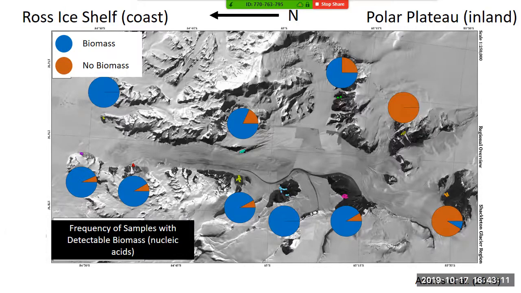detectable by nucleic acids. So what they did is they took all these soils and they tried to sequence all these nucleic acids and try to find any signs of life, just broadly. And some locations in the blue that have biomass, all these soil samples had biomass, but then you have some locations where not a single sample collected had any sign of life. And again, this is using nucleic acids. So this is an entirely sterile environment.